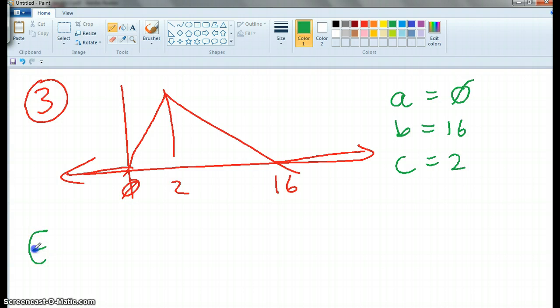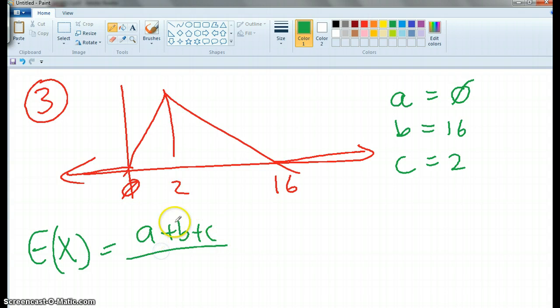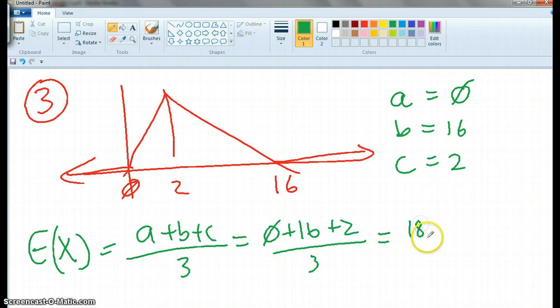So the expected value of x, or the mean of x, for a triangular, equals a plus b plus c over 3. So 0 plus 16 plus 2 over 3. So 18, 6 3s are 18. So it's 6. We've got the expected value. What else do we have to work out?